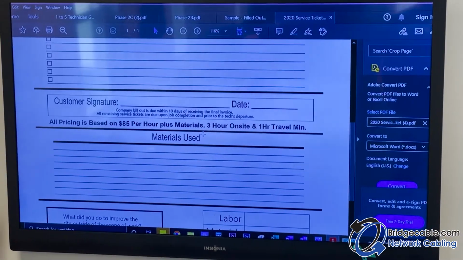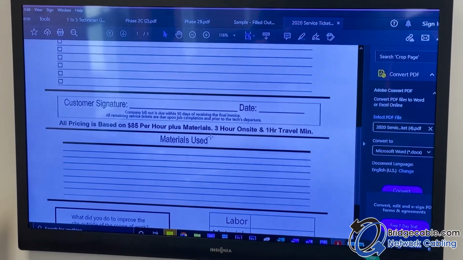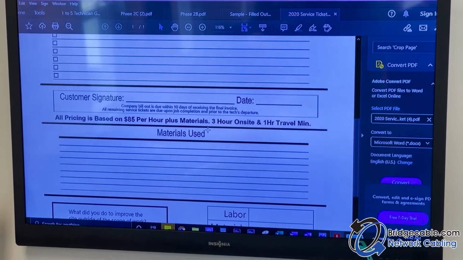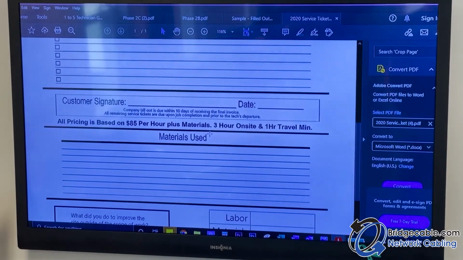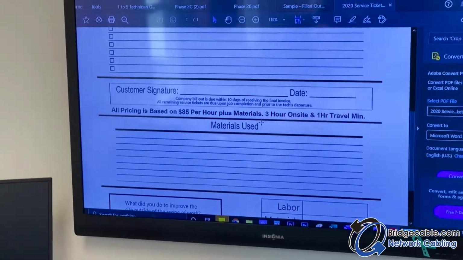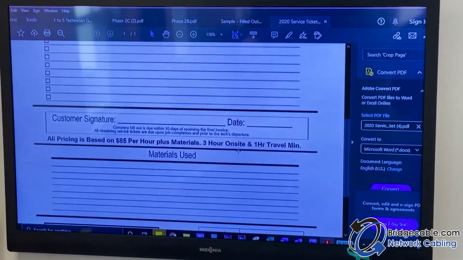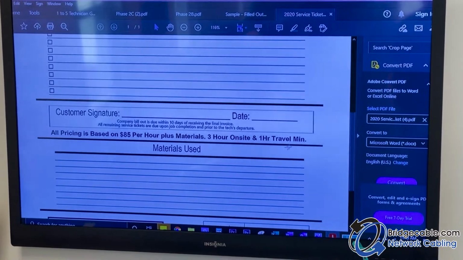Unfortunately, we have a minimum. So we would charge 3 hours of labor plus a travel hour. Every service ticket, no matter if it takes 1 minute or a full 8-hour shift, you would still charge at least 1 travel hour. So that time actually would add up to 340.